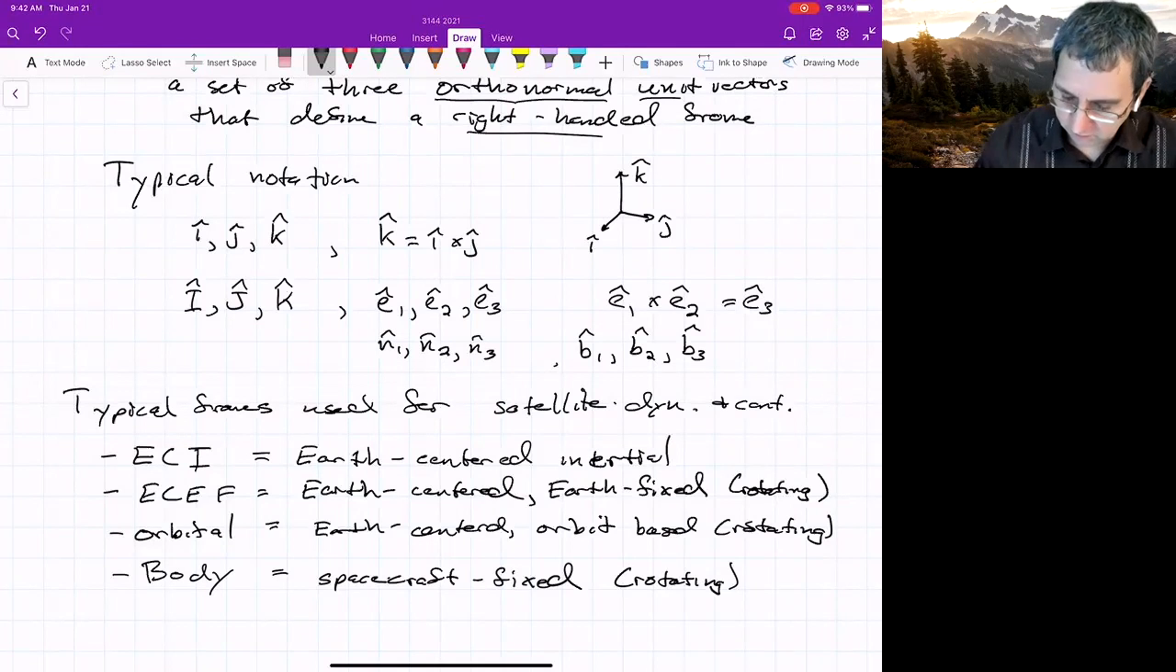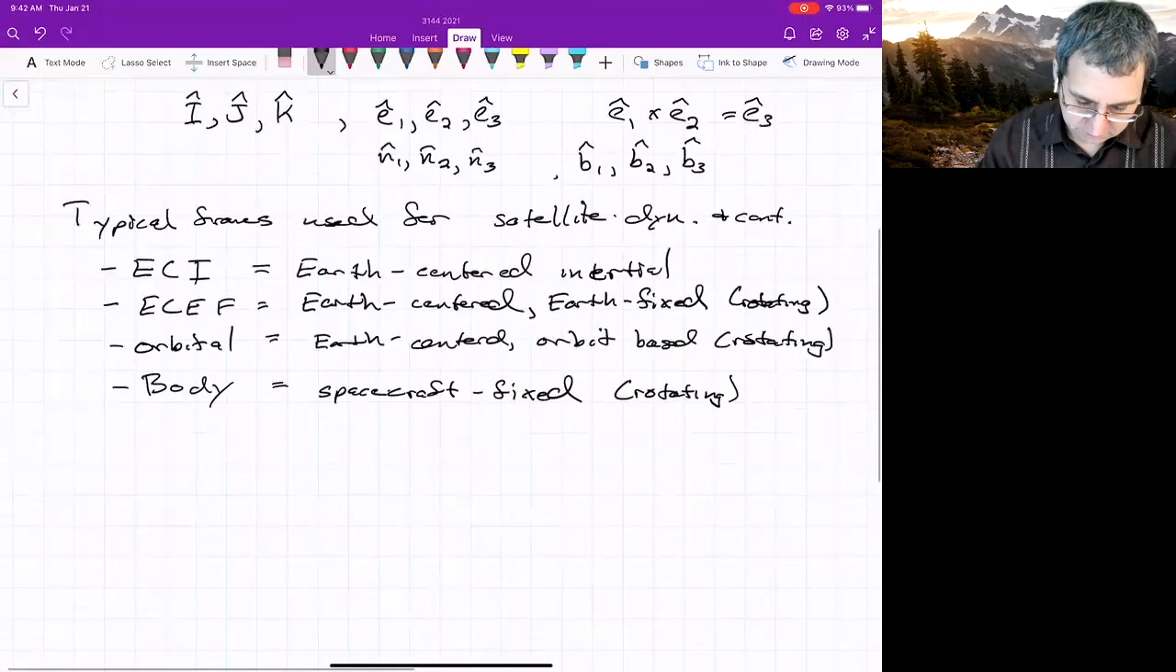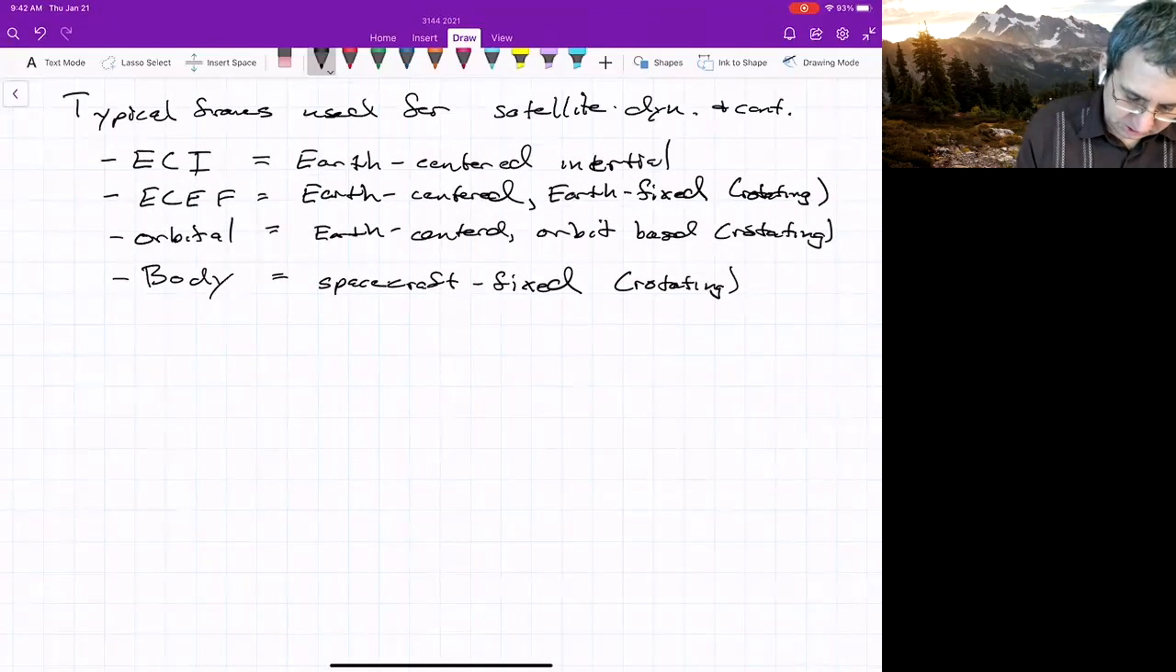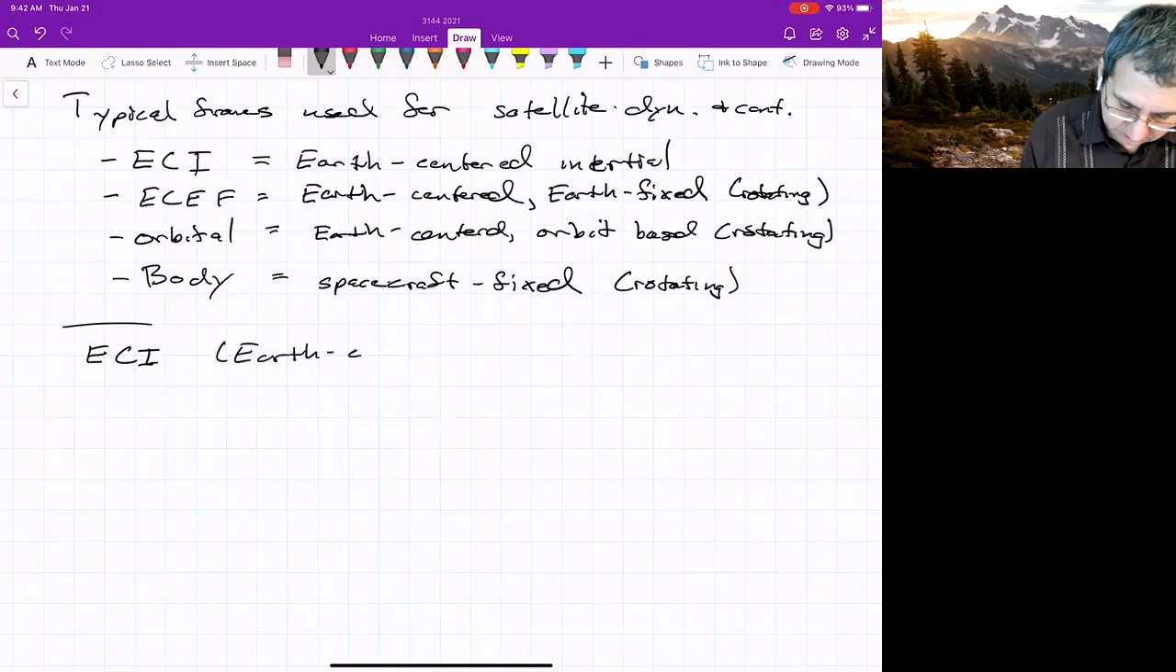Okay, so let's say a little bit more about these frames. The Earth-centered inertial. What is that?